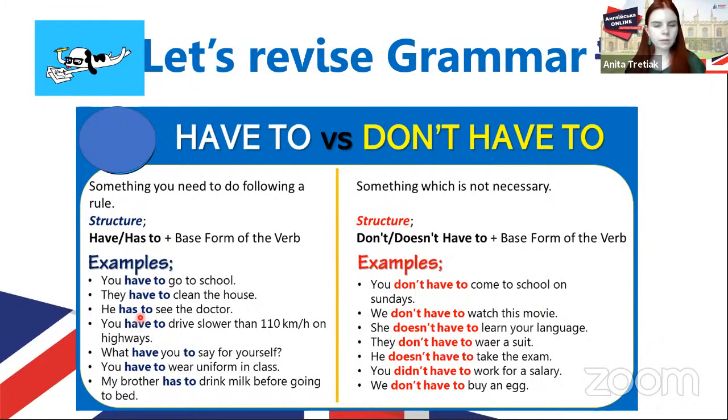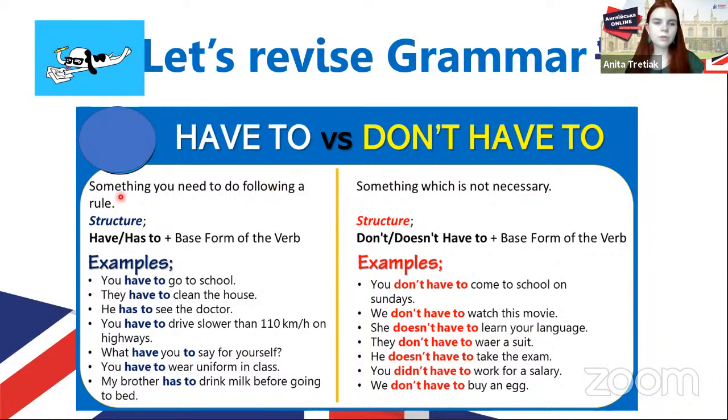Or what do you have to say to yourself? This is again the rule. Then you have to wear uniform in class, school rules, and my brother has to drink milk before going to bed. Maybe because he has some problems with health, or maybe because our mom thinks that it's really good. So my brother has to drink milk before going to bed. So you use it like this.